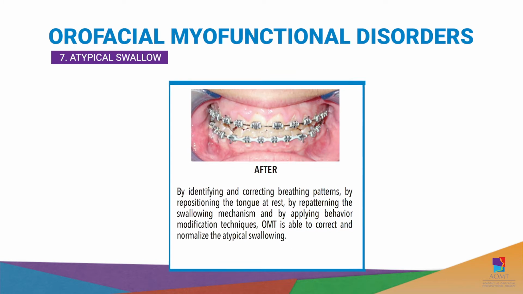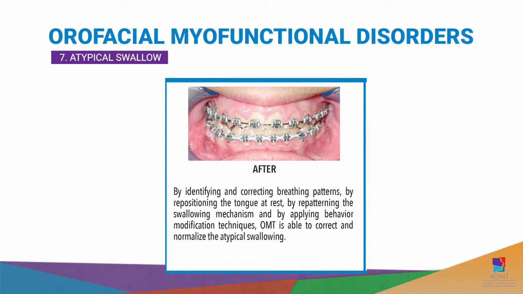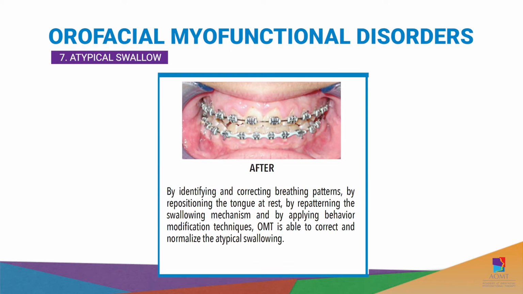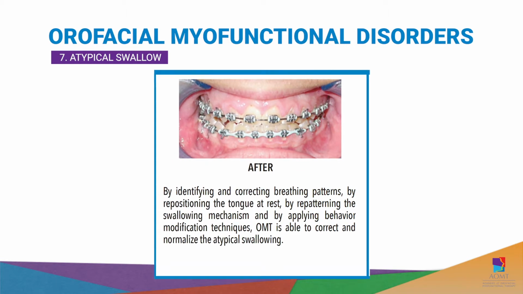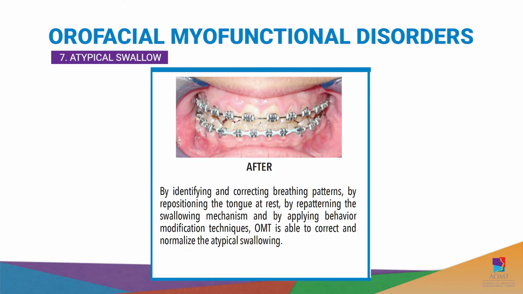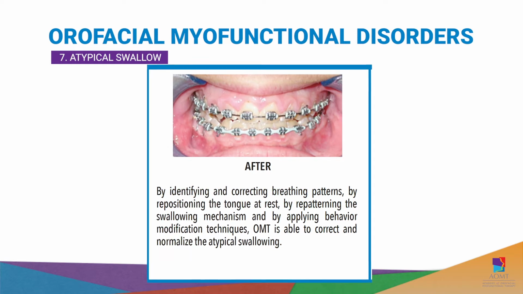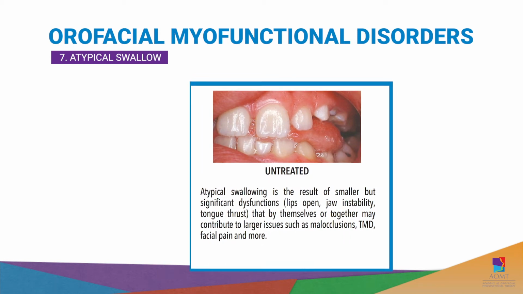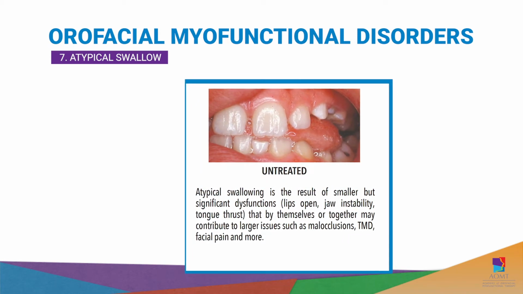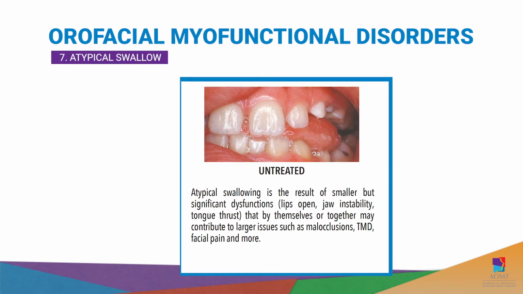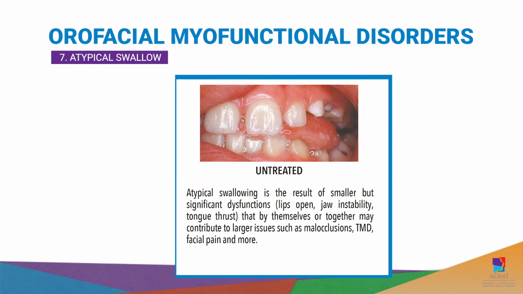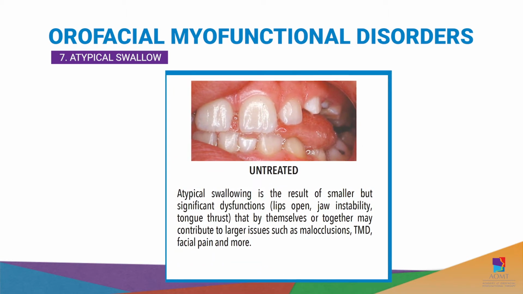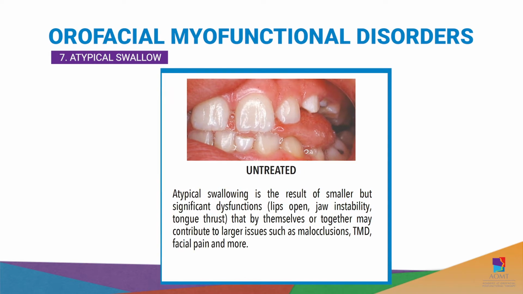After, by identifying and correcting breathing patterns, by repositioning the tongue at rest, by repatterning the swallowing mechanism, and by applying behavior modification techniques, myofunctional therapy is able to correct and normalize atypical swallowing. Untreated, atypical swallowing is the result of smaller but significant dysfunctions: lips open, jaw instability, tongue thrust, that by themselves or together may contribute to larger issues such as malocclusion, TMD, facial pain, and more.